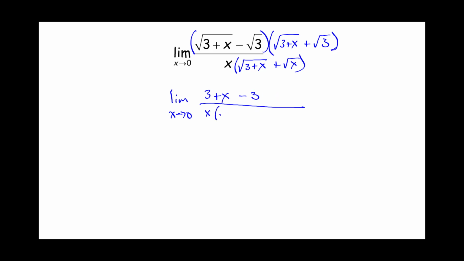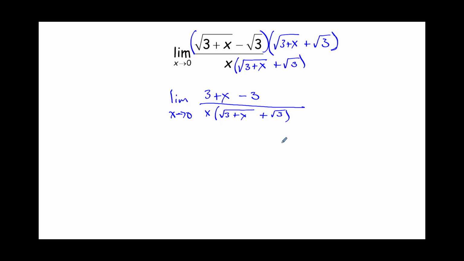And then the bottom again does not change. Do not FOIL the x. Distribute the x through. Okay. Oh, that should be a 3 there. I wrote an x. I apologize. That should be a 3 up top.